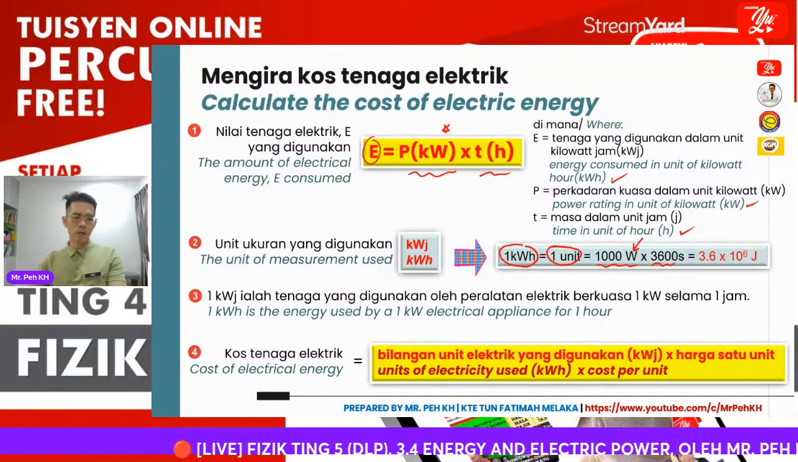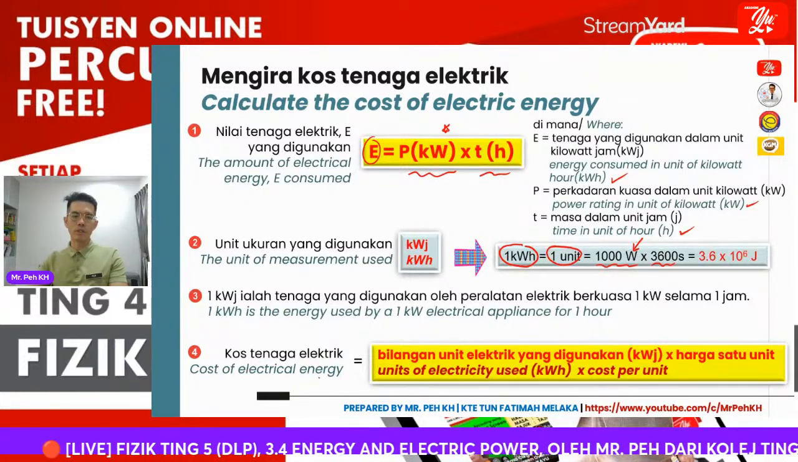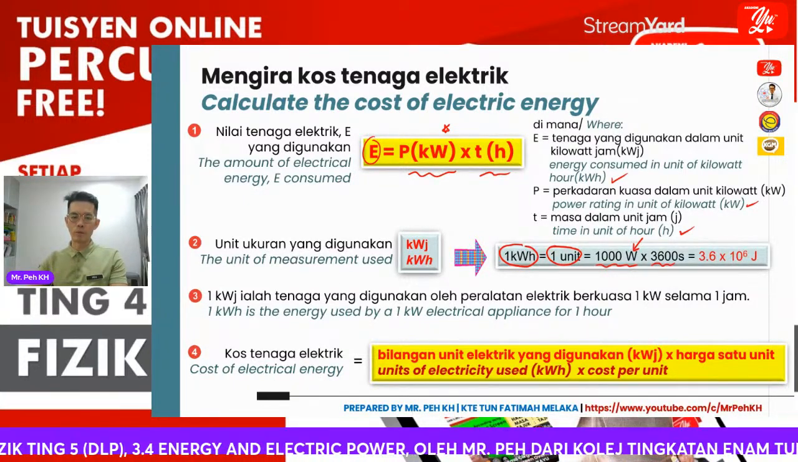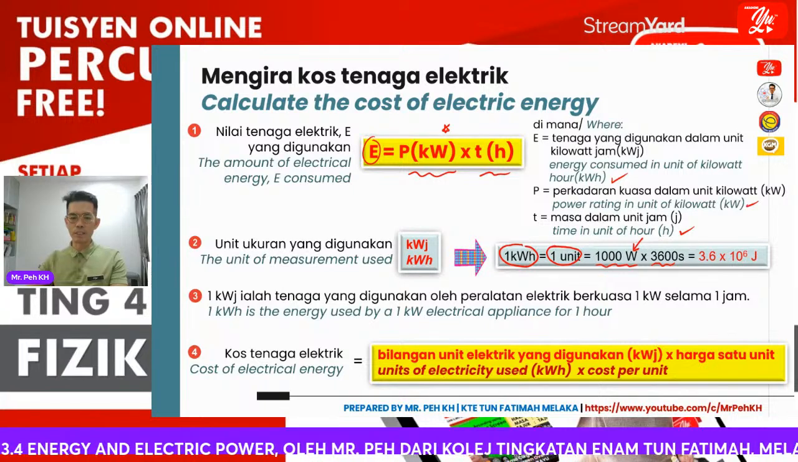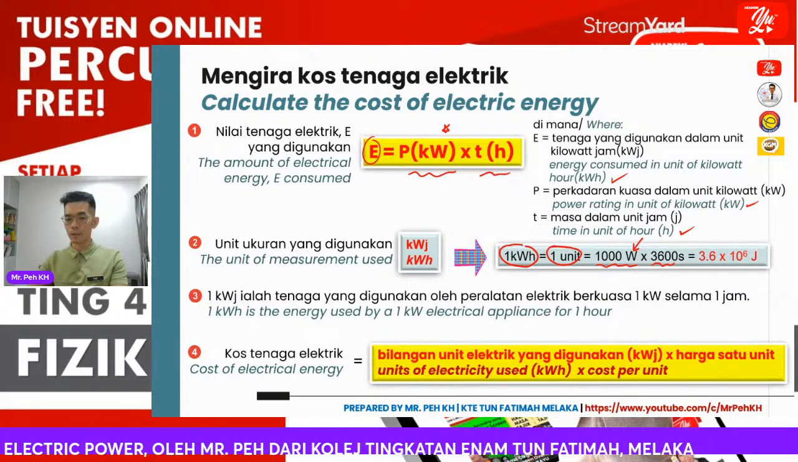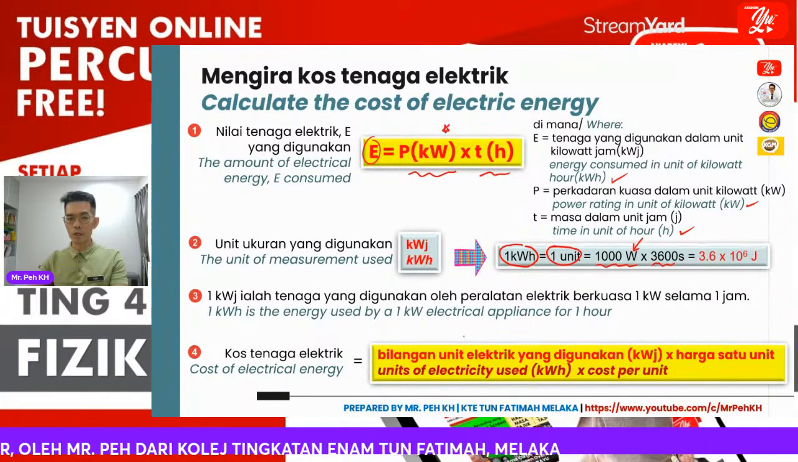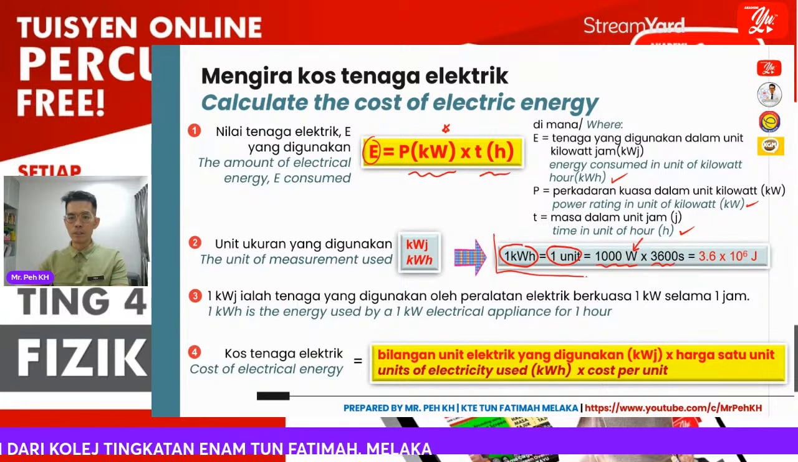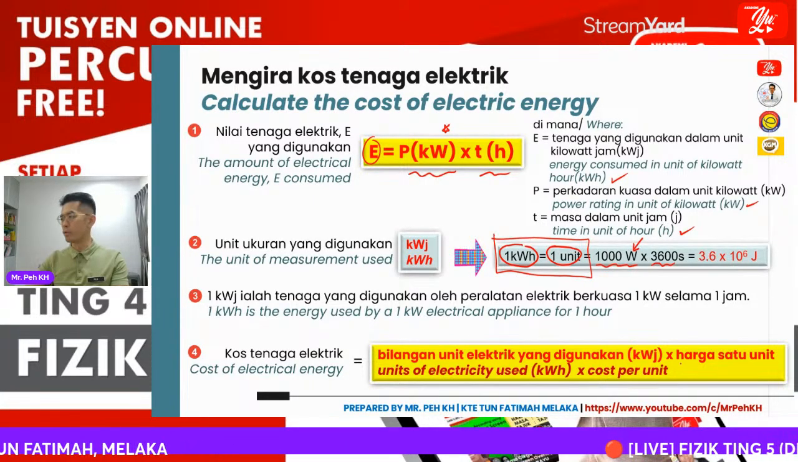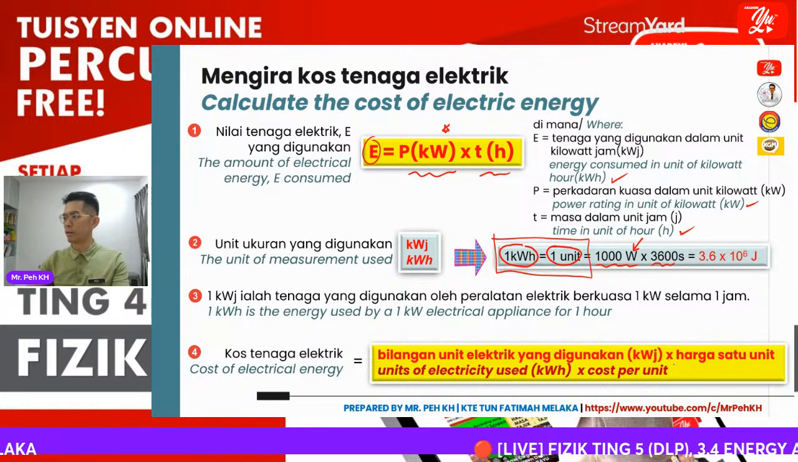Okay, so for calculating the cost of electrical energy, this is the formula we are going to use: units of electricity in kilowatt hour, so that means 1 kilowatt hour is represented as 1 unit, times cost per unit. The cost per unit will be given by the question.